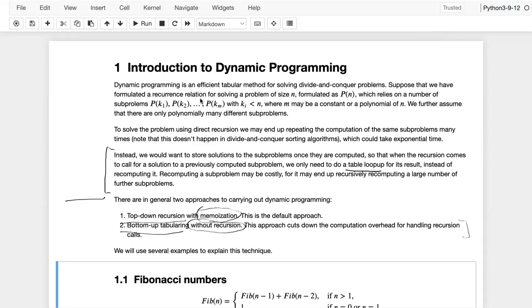So first, let me use several examples to explain this technique. In the meantime, I also explain why direct recursion will end up taking exponentially many steps in order to compute P of n.